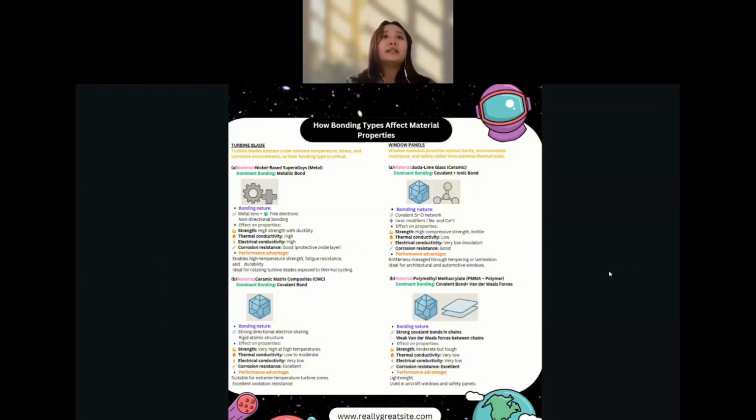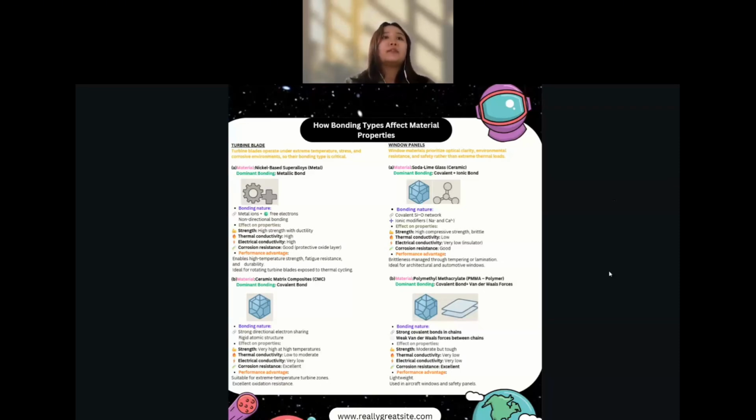First, turbine blades operate under extreme temperature, stress, and corrosive environments. Nickel-based superalloy mainly uses metallic bonding, where metal ions are surrounded by free electrons. This non-directional bonding provides high strength with good ductility along with high thermal and electrical conductivity and good corrosion resistance. These properties make them ideal for rotating turbine blades exposed to thermal cycling and vibration.